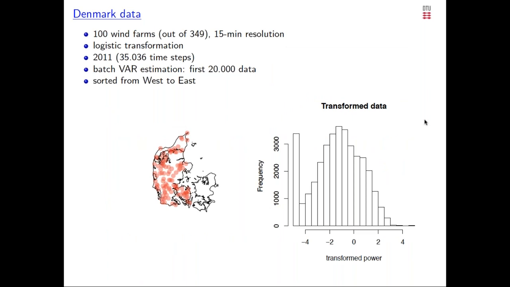We consider 100 wind farms in Denmark. I say we have nearly 400. It's the same kind of resolution. We transform the data a bit so that it's nicer to play with, but you don't have to worry about that. And you see these wind farms are spread all over Denmark. So this is like 250, 300 kilometers distance, and here it's like 120, 130 kilometers.